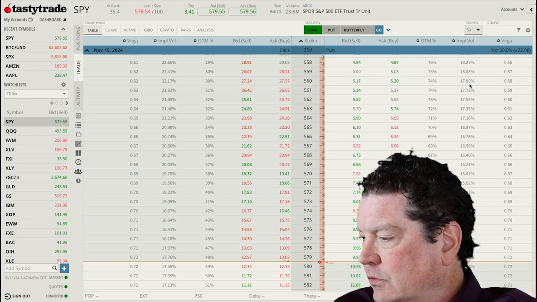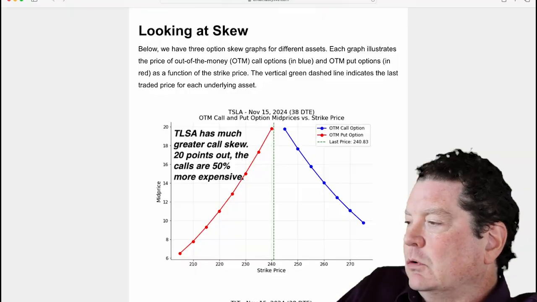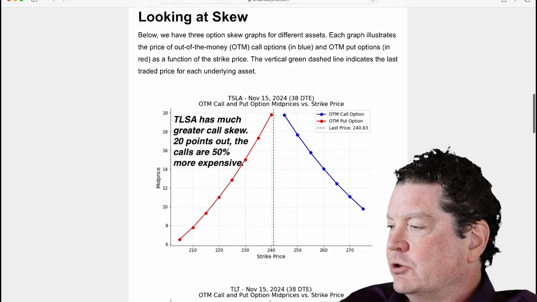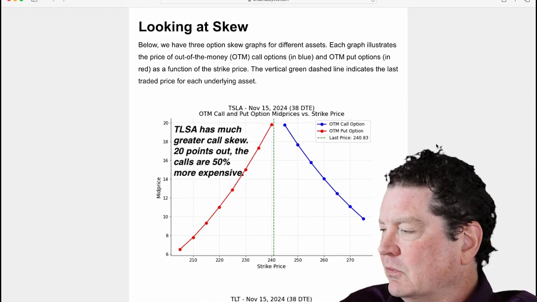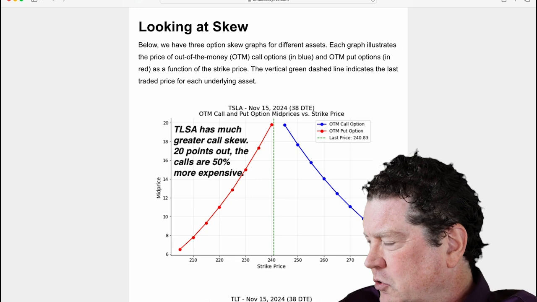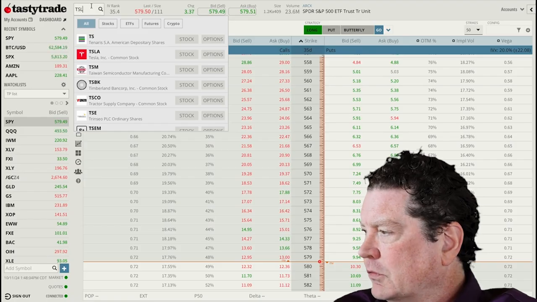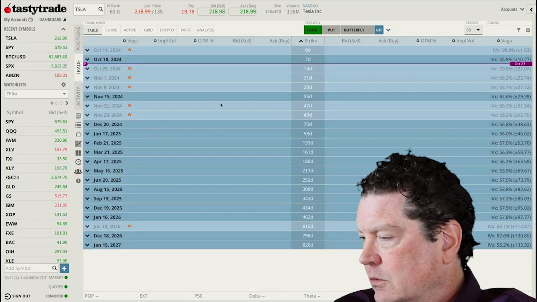So as we go into some of these individual products, looking at the skew for Tesla, it has a much greater call skew. 20 points out of the money, the calls are 50% more expensive. Well, let's take a look at that. If we look at Tesla, earnings are coming up next week or in a couple of weeks.